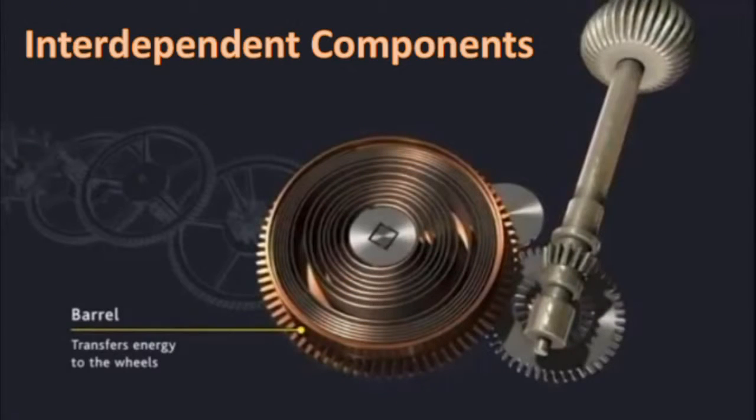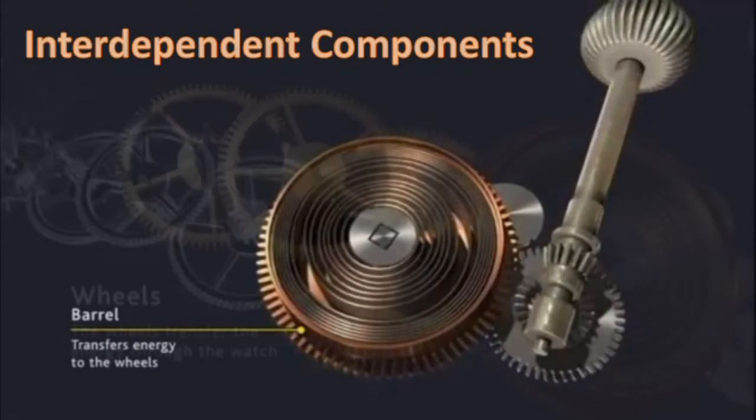The mainspring is housed inside the barrel, which transfers the spring energy into the wheels of the watch. What if the barrel didn't have any teeth? Could it interact with the wheels? More than that, what if the barrel had the wrong number of teeth? This would cause the entire watch to keep time incorrectly.